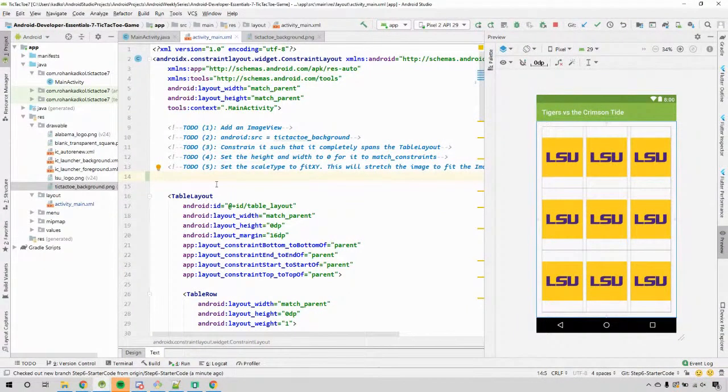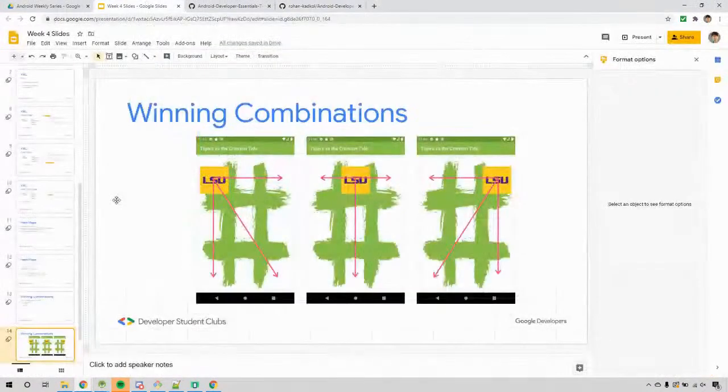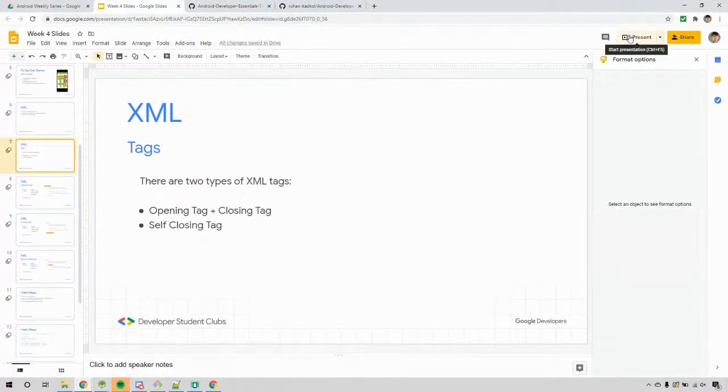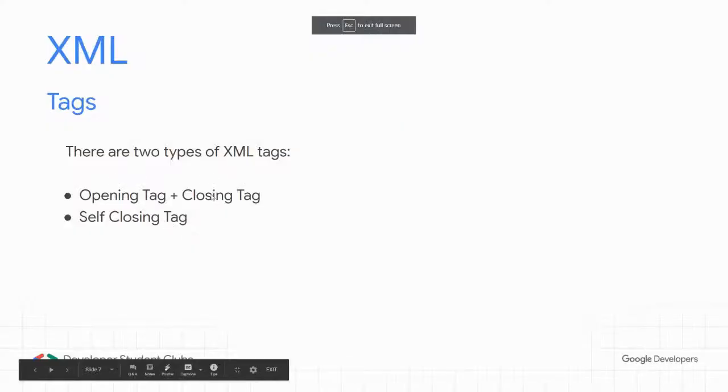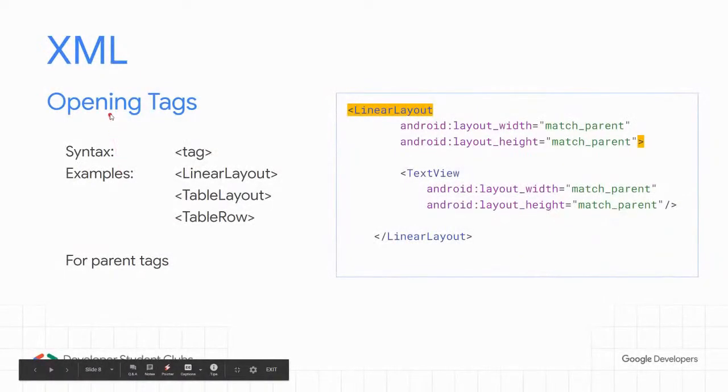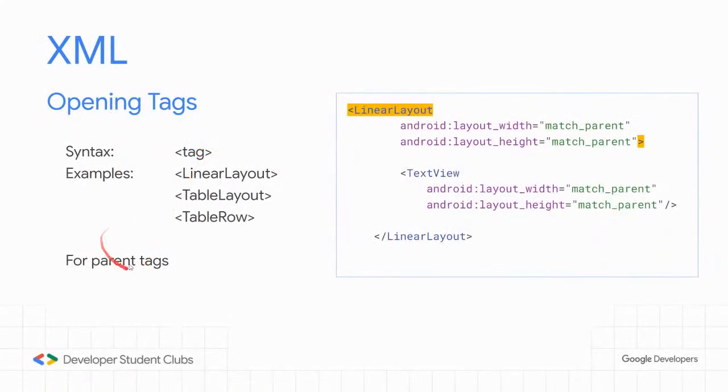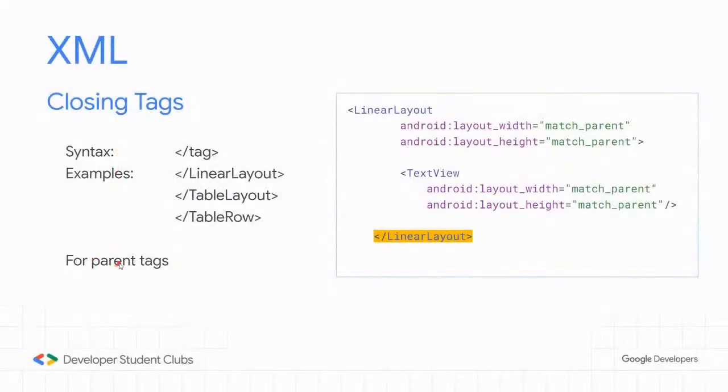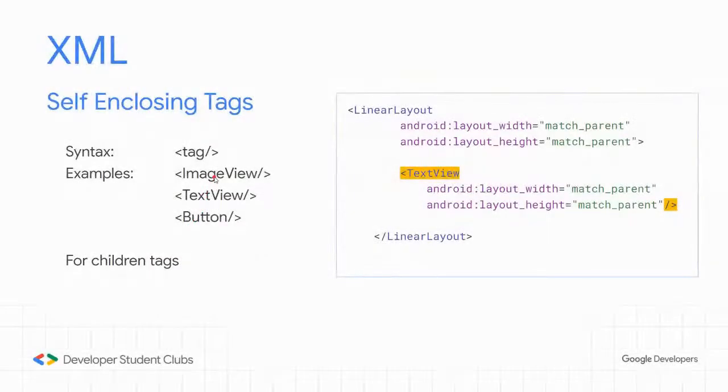Our opening tag. Now image view is a child tag, so we're going to use the self-enclosing. Remember, there are 2 tags, opening plus closing, that's our first one, and self-closing or self-enclosing, that's our second one. The first one, opening and closing, use it for parents. But now we have something like an image view, so use the self-closing. It starts with the less than sign, ends with forward slash and the greater than sign.